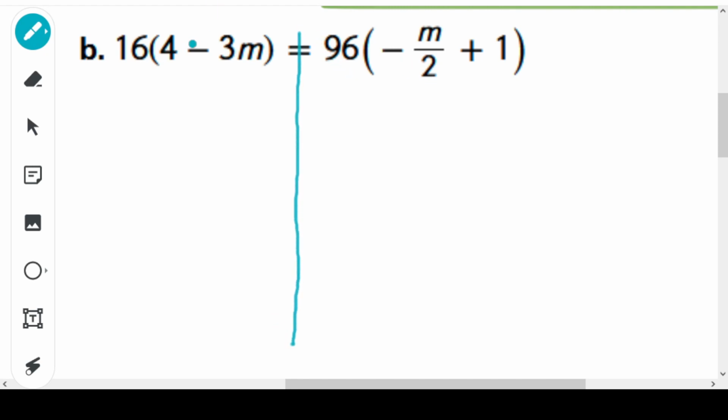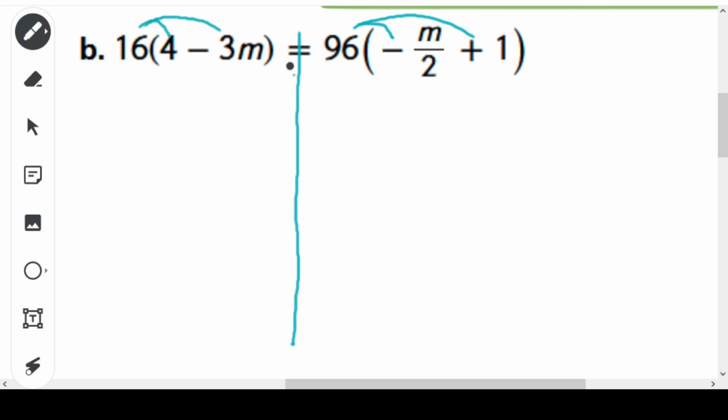All right, now this one has parentheses on both sides of the equal sign. And so having parentheses on both sides means that you have to distribute twice. You have to distribute the 16 to this one and the 96 to this one. Don't be afraid of that fraction, okay? Right there, that's just division, okay?